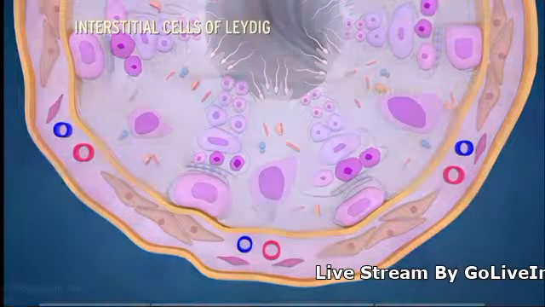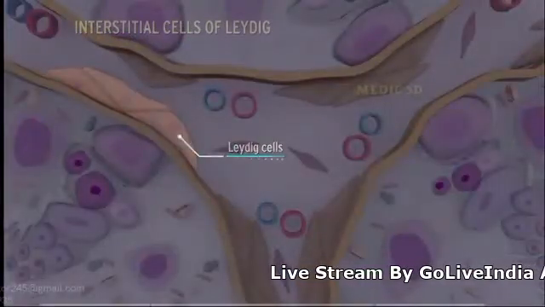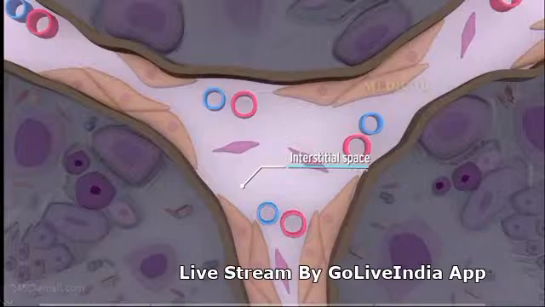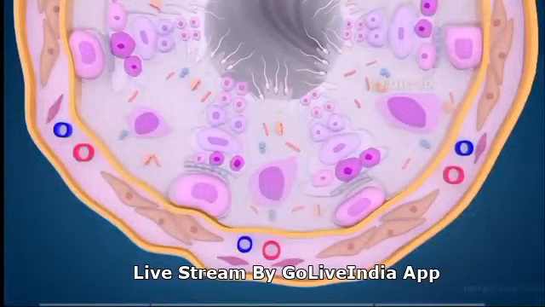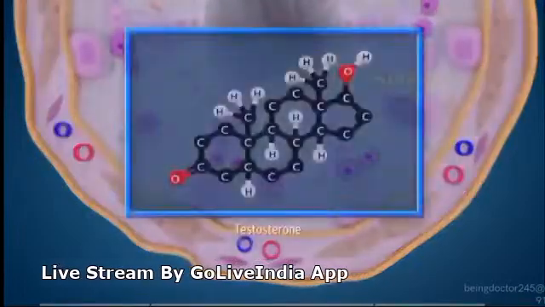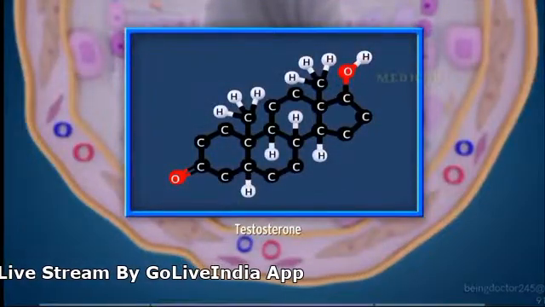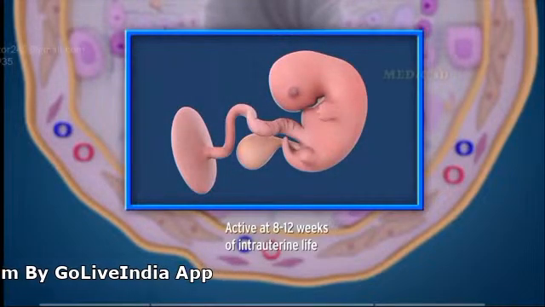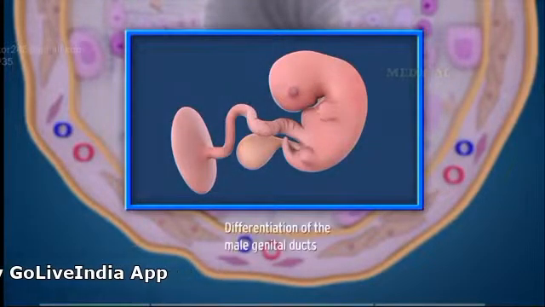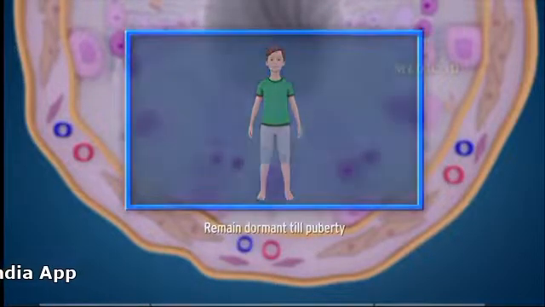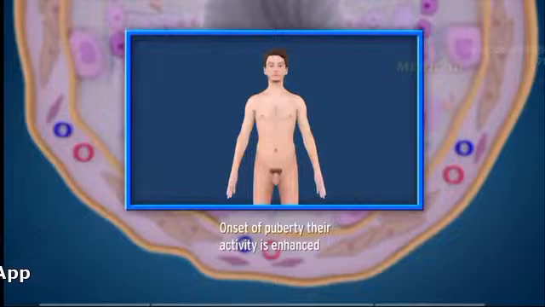Interstitial cells of Leydig. Leydig cells are the cells which are present in the interstitial space between the seminiferous tubules. The cells are rich in mitochondria and endoplasmic reticulum. The cells mainly secrete testosterone. The Leydig cells are active at 8 to 12 weeks of intrauterine life for the differentiation of the male genital ducts, and they remain dormant till puberty. On the onset of puberty, their activity is enhanced, and thereafter, their activity decreases.